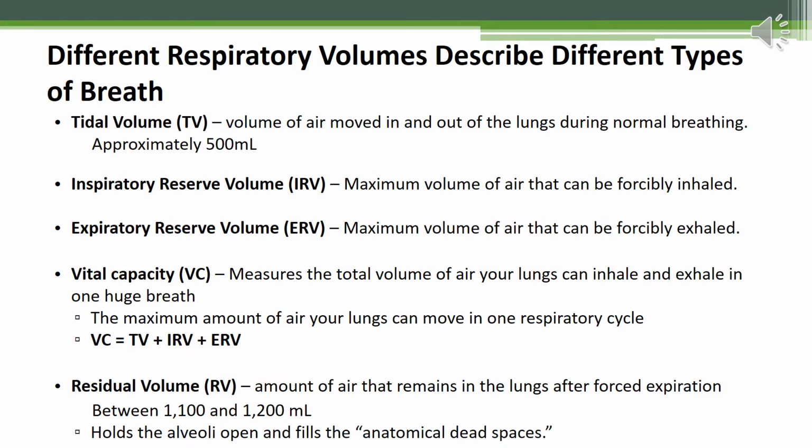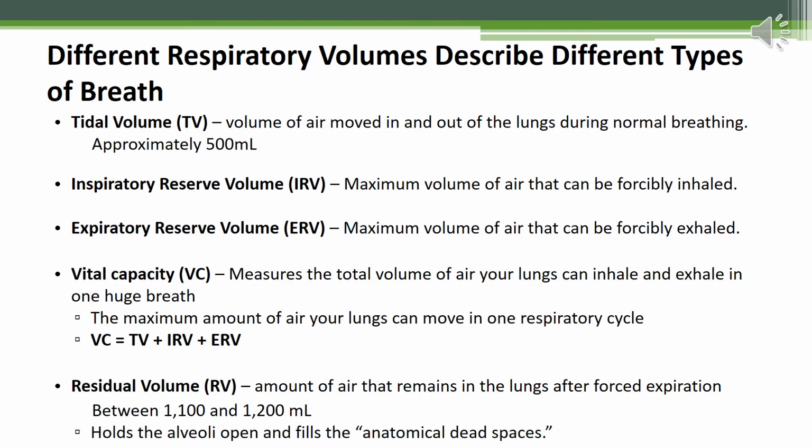There are several different types of respiratory volumes which are used to describe the different types of breath. So here we just have these volumes listed and defined. Tidal volume, or TV, is the volume of air moved in and out of the lungs during normal breathing, and this is typically 500 milliliters per breath. Then we have inspiratory reserve volume, or IRV, which is the maximum volume of air that can be forcibly inhaled. Compare this to expiratory reserve volume, or ERV, which is the maximum volume of air that can be forcibly exhaled.